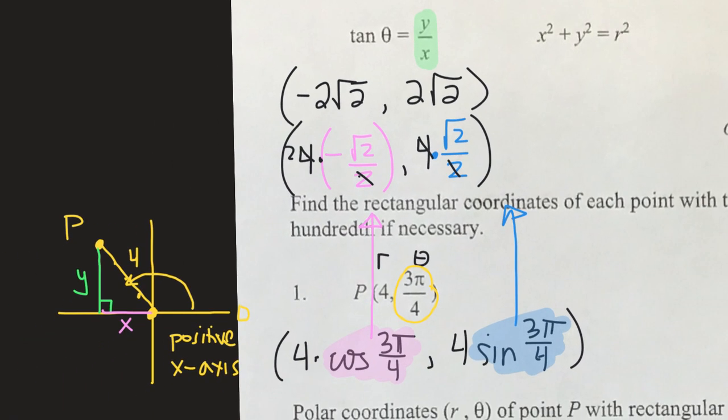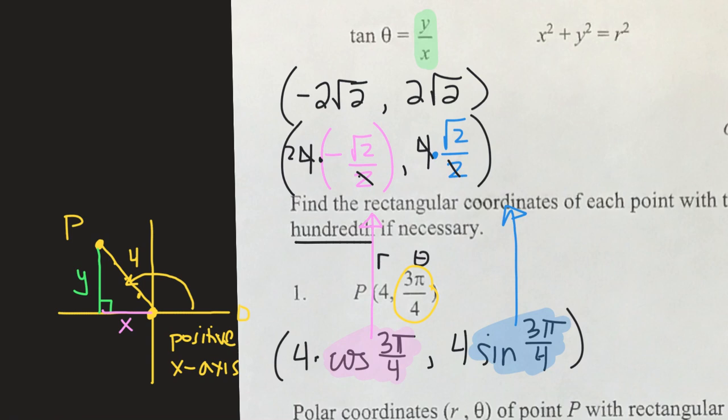Since our coordinate over here is in the second quadrant, our x value should always be negative in the second quadrant. And it turns out our math does that. And the y value should be positive, and it turns out our math does that also. Okay? So now let's do it a little bit simpler. Since that is an exact answer, it says round to some hundredths.